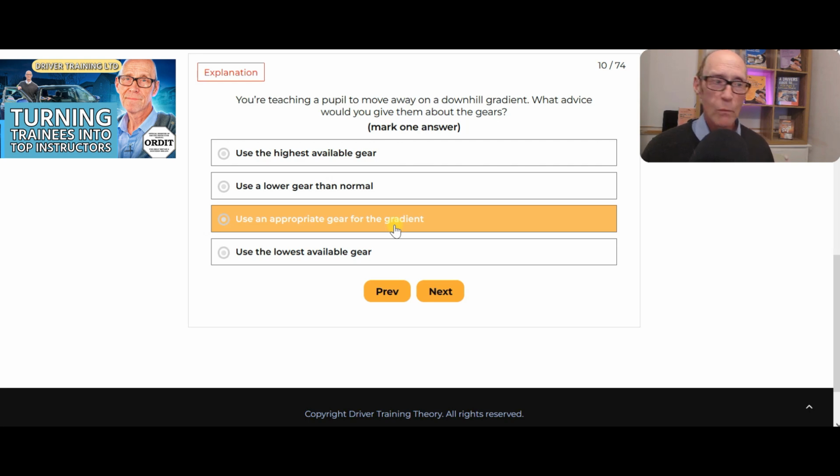If it's a slight one, very slight, you might choose first. You might look at it and think, well, actually, second for this one. Perhaps it's such a steep hill, you're thinking, well, actually, by the time we're moving, third gear in this car would cope with that. Because again, the more gears your car has, so if you're in a 6-speed or a 7-speed, it might well be that third gear is appropriate for that particular gradient.